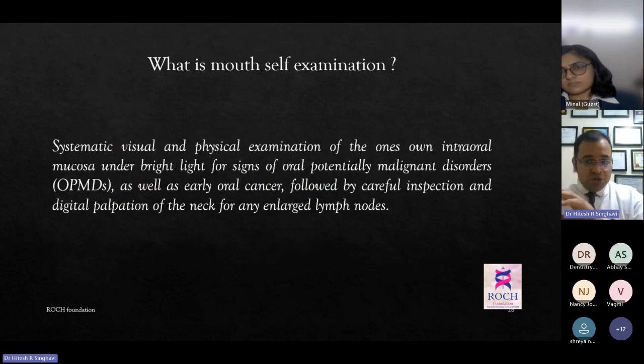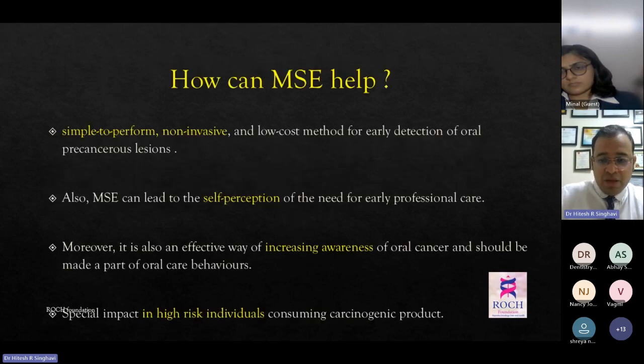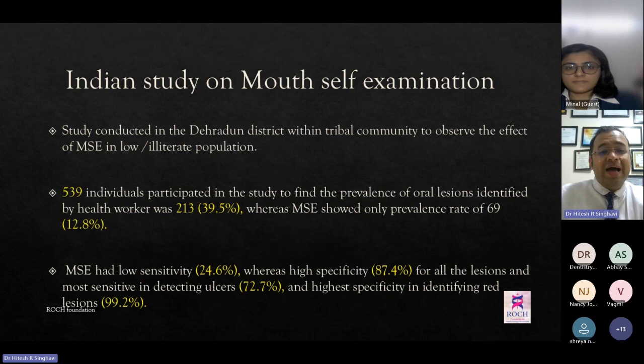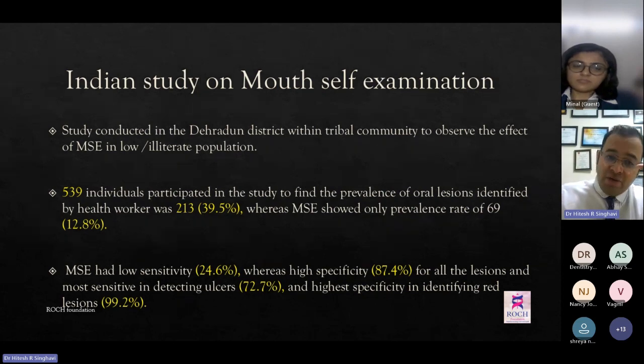Next I want to concentrate on mouth self examination. It is the same as mouth examination by a doctor, but here the individual is made aware and trained to self examine. Now, self examination is not my concept. It has been proven effective in breast cancers. As for whether mouth self examination is effective, there are Indian as well as international studies saying the specificity rates are as high as 87.4%. Of course, sensitivity rates are low, which we can improve by educating people and making them aware of how these lesions look.